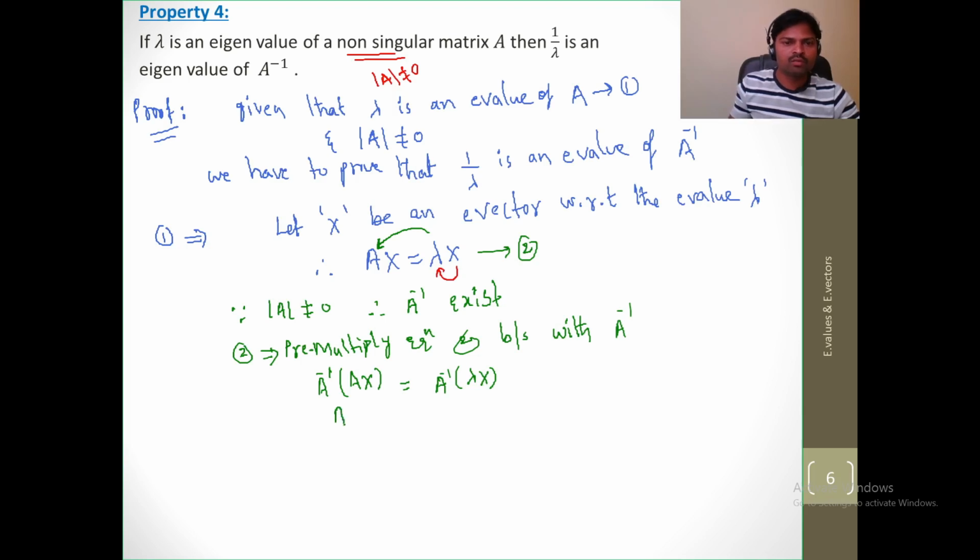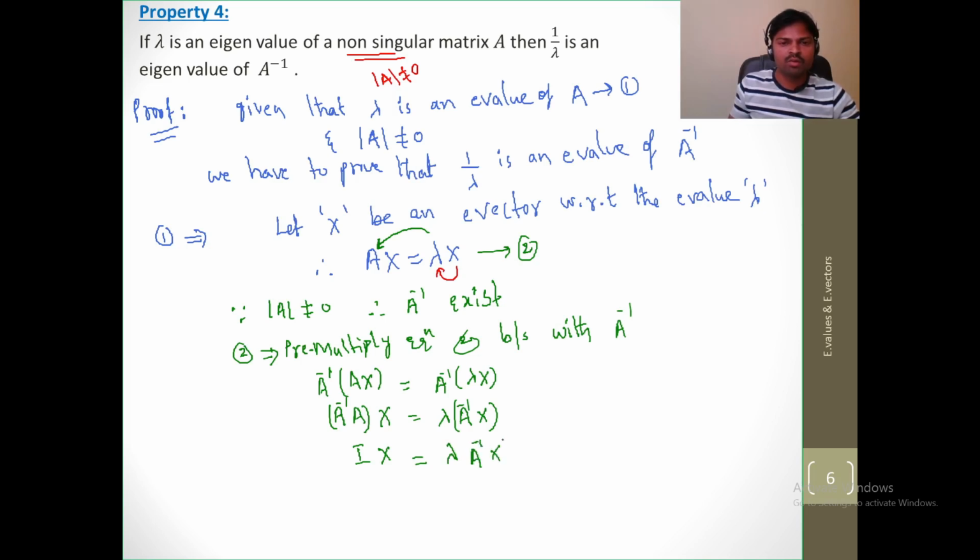Now from here, A inverse into A, these two together multiplied into x is equal to, lambda is a number, so I bring lambda outside, lambda into A inverse into x. A inverse into A becomes the identity matrix, and this gives x is equal to lambda into A inverse x.